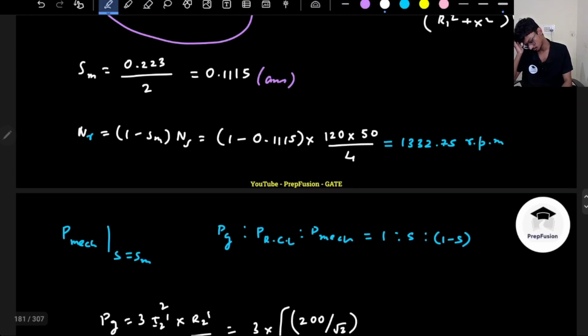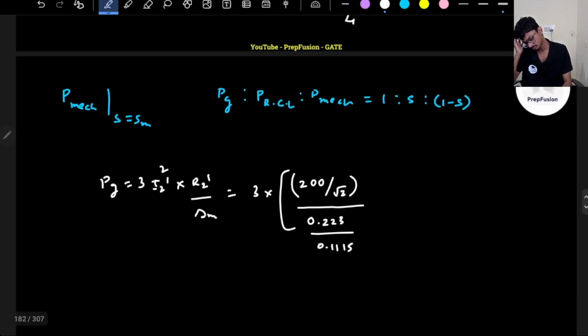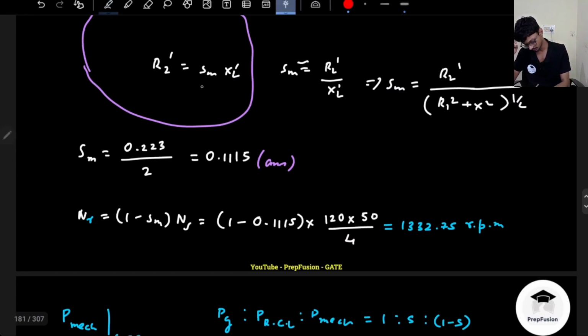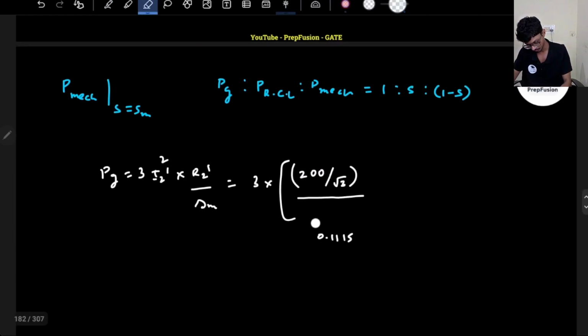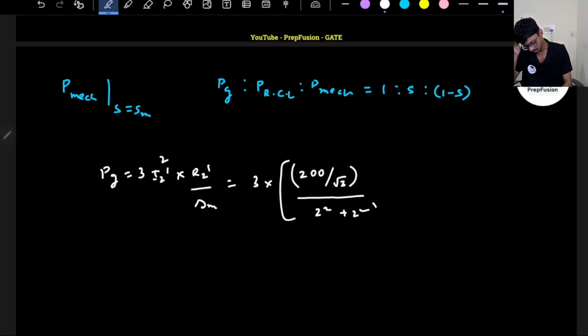So it is basically 2. In maximum torque, this equation is followed. So r2' by sm is equal to x2, which is equal to 2, so this will be 2 whole square plus 2 whole square, whole under root, whole square into r2' by sm, which is basically equal to x2' only, that is 2.